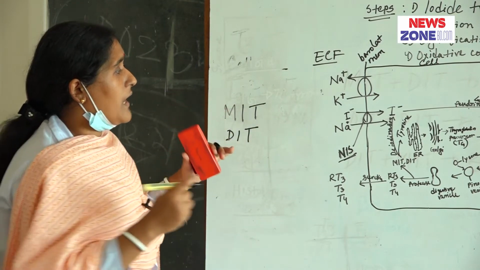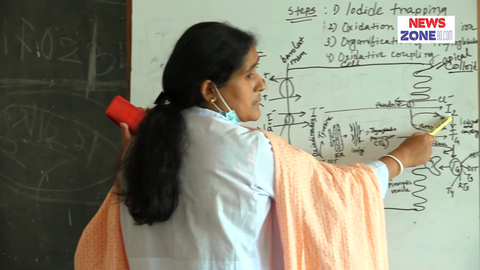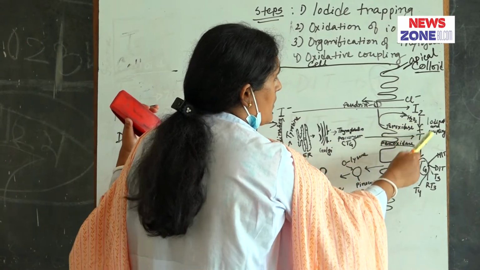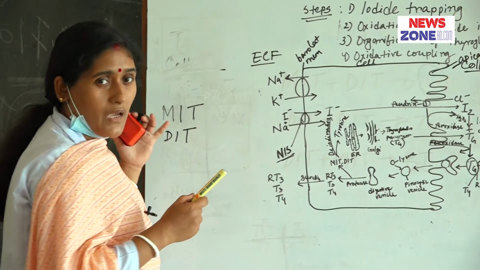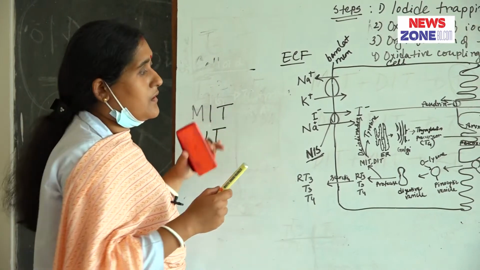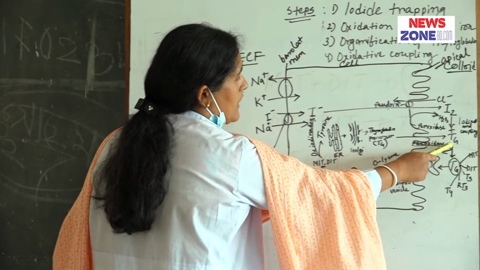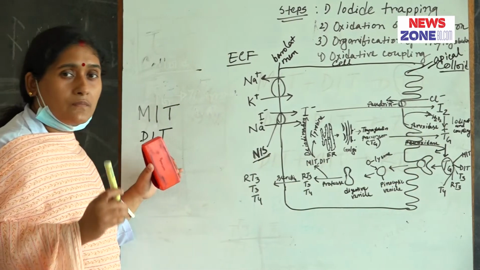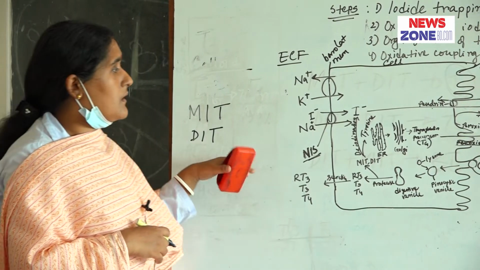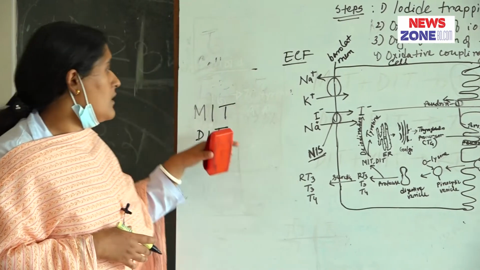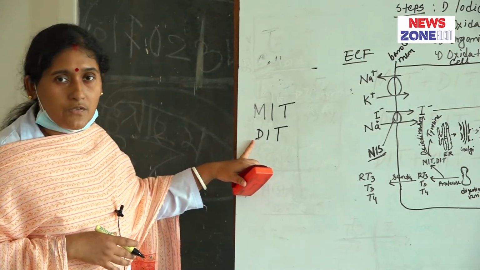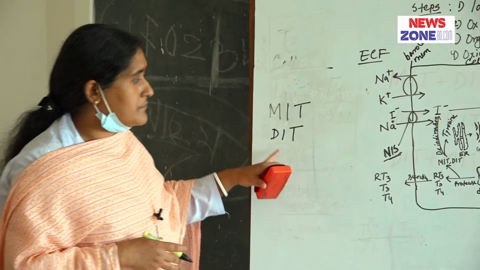When one oxidized iodine combines with the tyrosine residue of the thyroglobulin molecule, monoiodotyrosine is formed. When two iodine bind with the tyrosine residue of the thyroglobulin molecule, DIT is formed. By this process of organification of thyroglobulin, monoiodotyrosine and diiodotyrosine are formed.